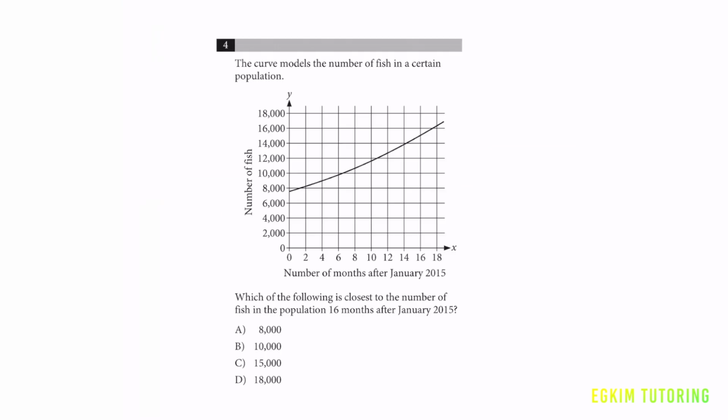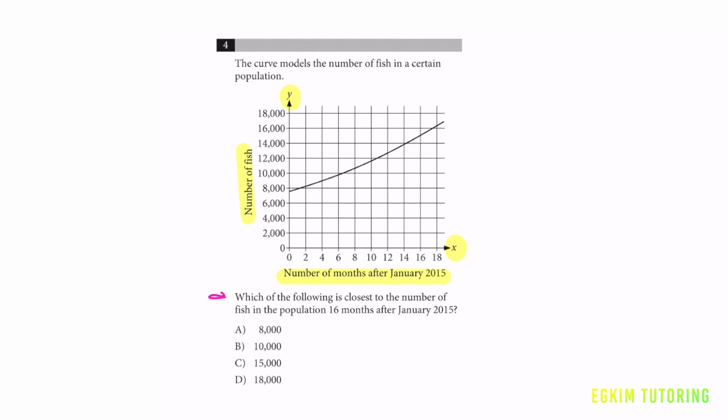Question 4. The curve models the number of fish in a certain population. If you get a graph early on, it probably means you're just getting tested on how to read the graph. So one helpful thing is to pay attention to the labels for the x and y axes. For the y axis, the label is number of fish, and then for the x axis, it's number of months after January 2015, meaning that this 0 right here represents months post January 2015.